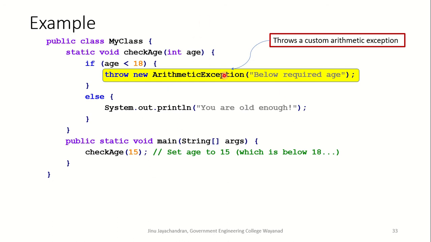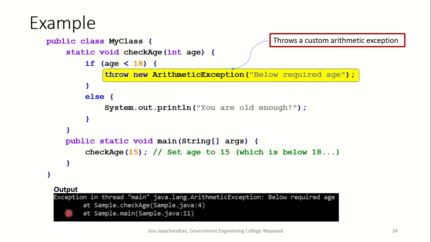So this occurs during runtime. When you execute this code, it can be seen that this exception is thrown. So this is like a custom made exception. When you run the program, you will see "exception in thread main java.arithmetic below required age". Whatever message is inside this will be printed here, and it will also show from which line number it has got this exception. It says sample check age dot java at line number 4, which is this one, and this function is called from line number 11.